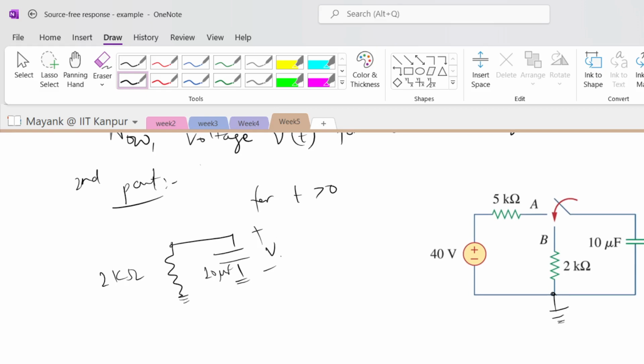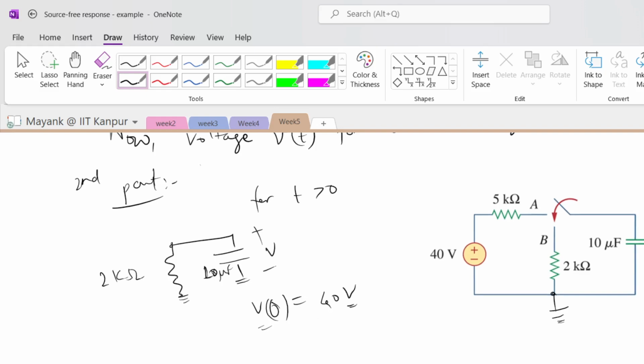And this voltage initially, V of 0, is equal to how much? It is equal to 40 volts, right? With the same sign. So this voltage V of 0 is 40 volts. Now I have to find out what happens to this voltage as time goes along.